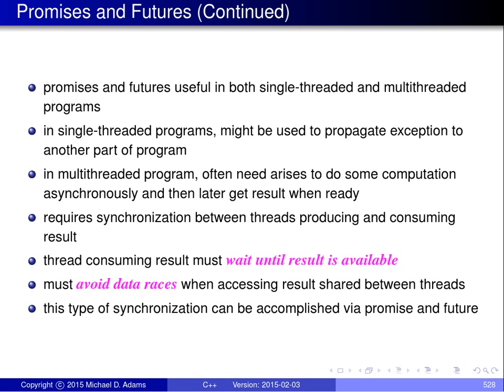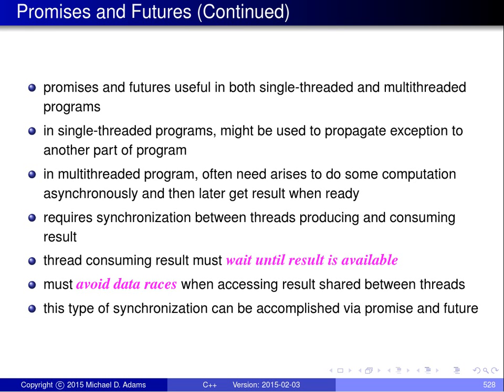So promises and futures are useful in both single-threaded and multi-threaded programs, although arguably they're much more useful in multi-threaded programs. In a single-threaded program, for example, you could use promises and futures to propagate exceptions from one part of a program to another. But really what's more of interest here is the multi-threaded case. So in a multi-threaded program, often you have a situation arise where you have two threads.